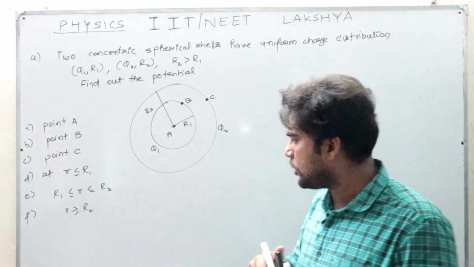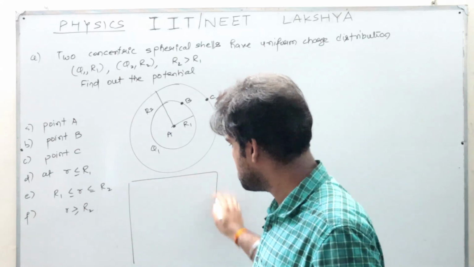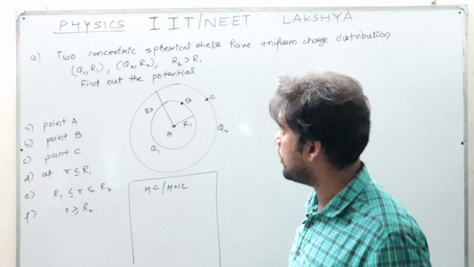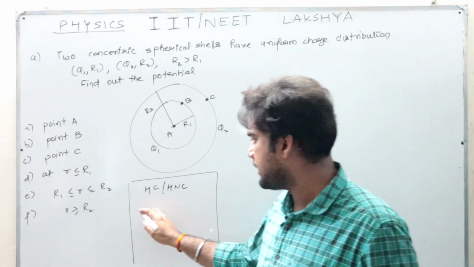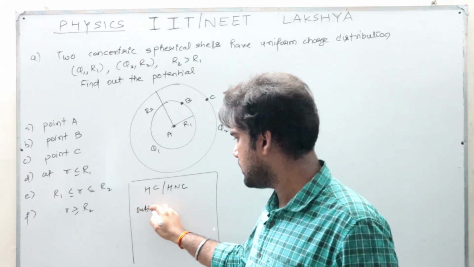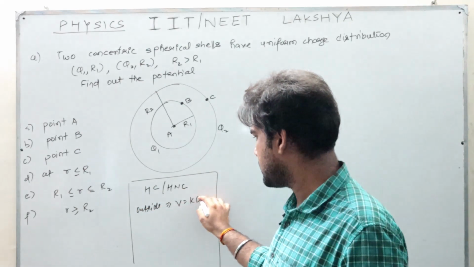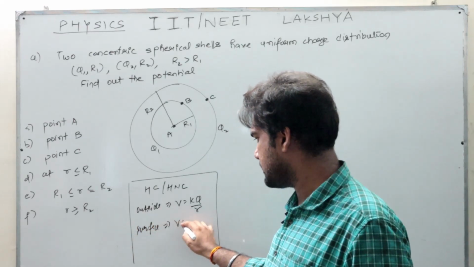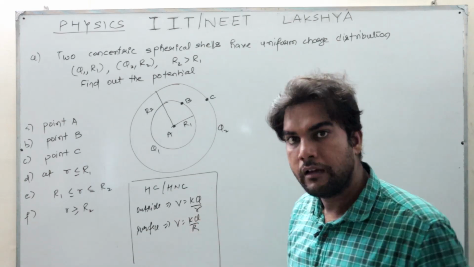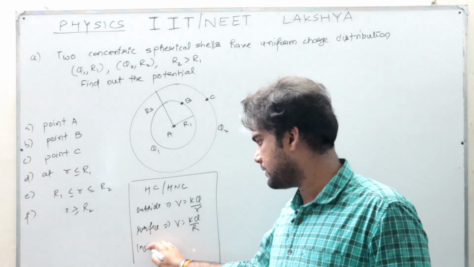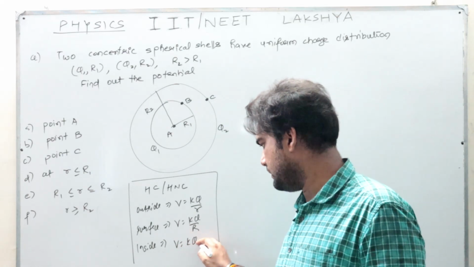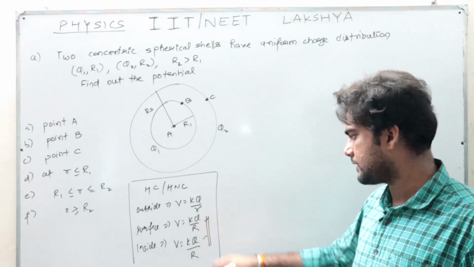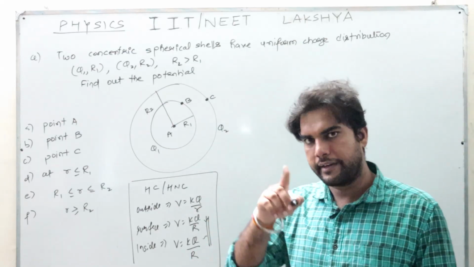If you remember, I'll just revise the formulas for hollow conducting or hollow non-conducting spheres, because these are hollow only. So for an outside point, the potential was KQ by small r. For the surface, the potential was KQ by capital R, and for an inside point, the potential is KQ by capital R only. I mean inside and surface it is constant. R is the radius of that sphere.